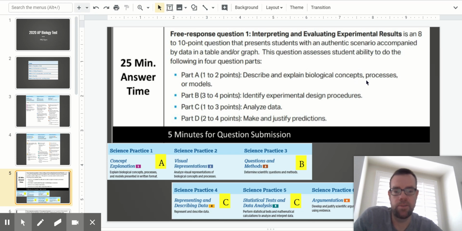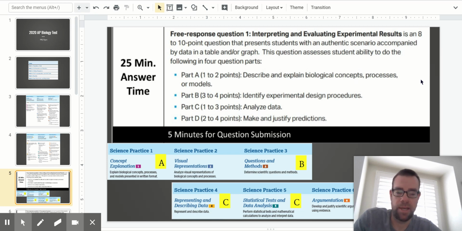Part A is going to be asking you to explain a biological concept, process, or model. So really what that is, is factual information. They're going to be asking you about a particular model or experiment, and you're going to be asked facts, like for example, about protein synthesis, and you're going to need to be able to give some facts there about that. Part B, not strictly factual. It's going to be asking you to look at an experimental design procedure and identify the parts of that.